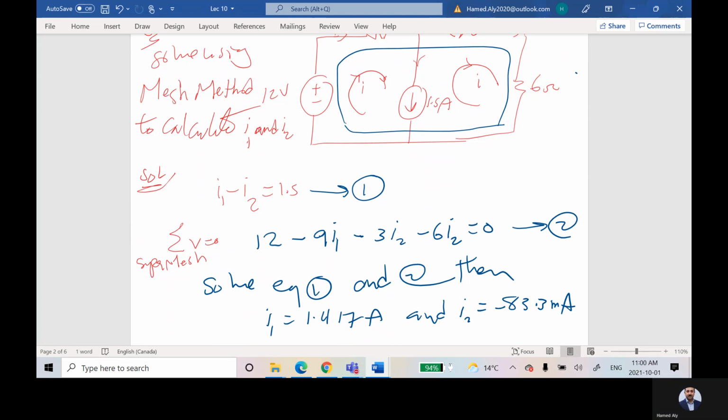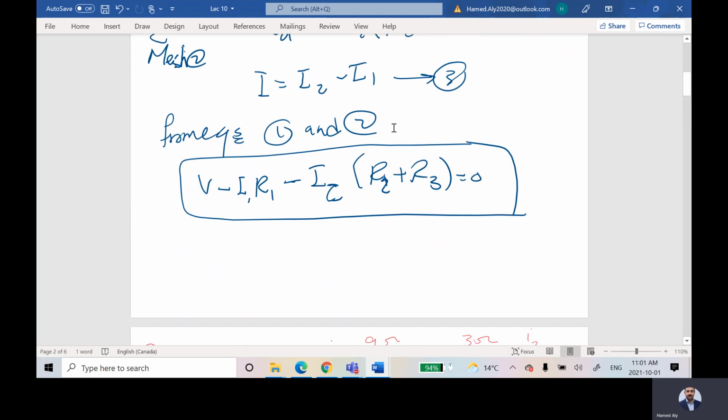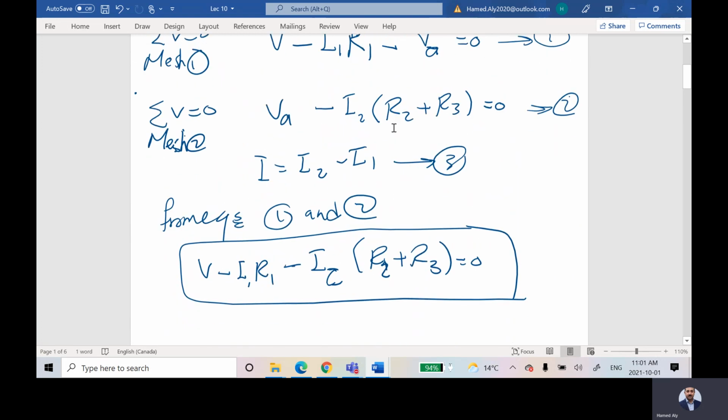Nothing. I will write an equation for this mesh and I will write another equation for this mesh. The only extra steps, I will write two equations, one for this mesh, one for this mesh, and I will write the voltage between these two points. I'll call it V, current source, for example. And then I will substitute from one to another like what we did here.